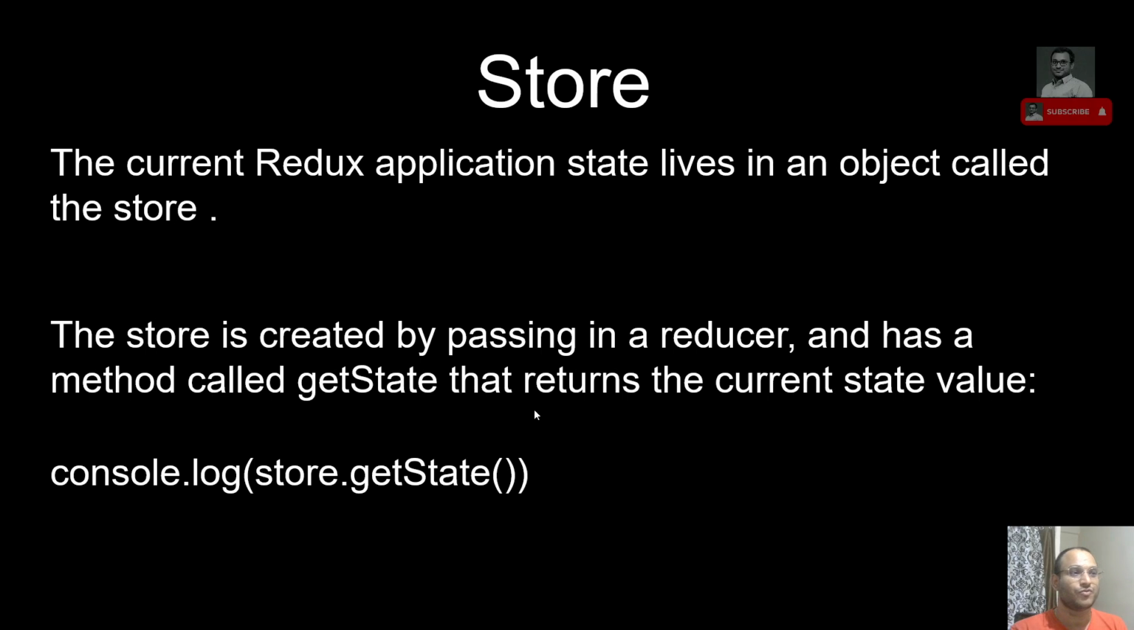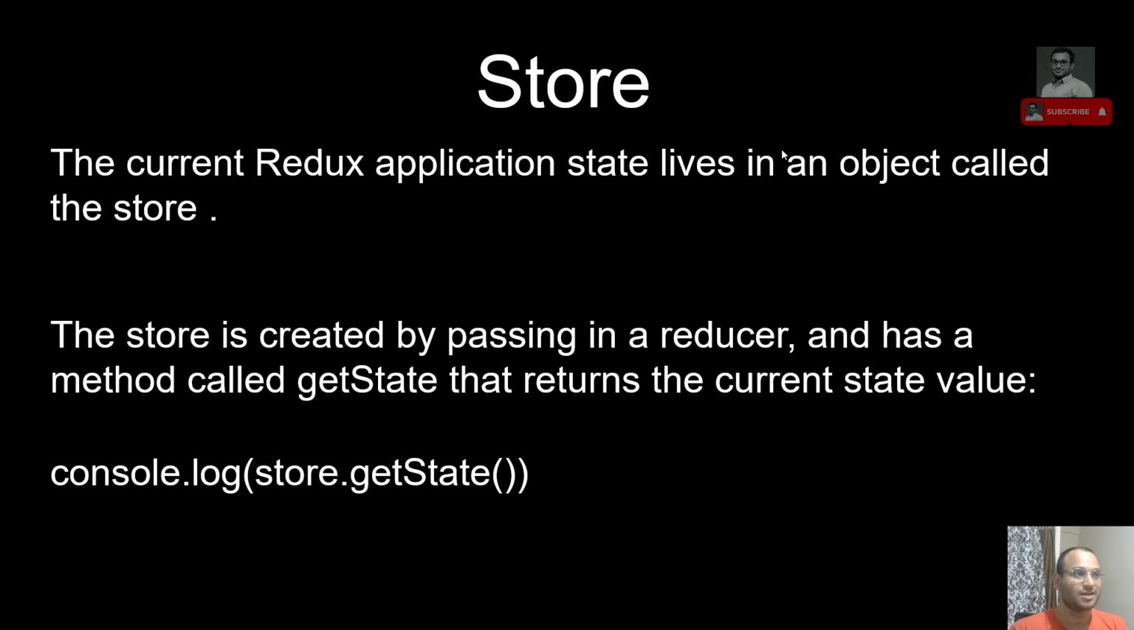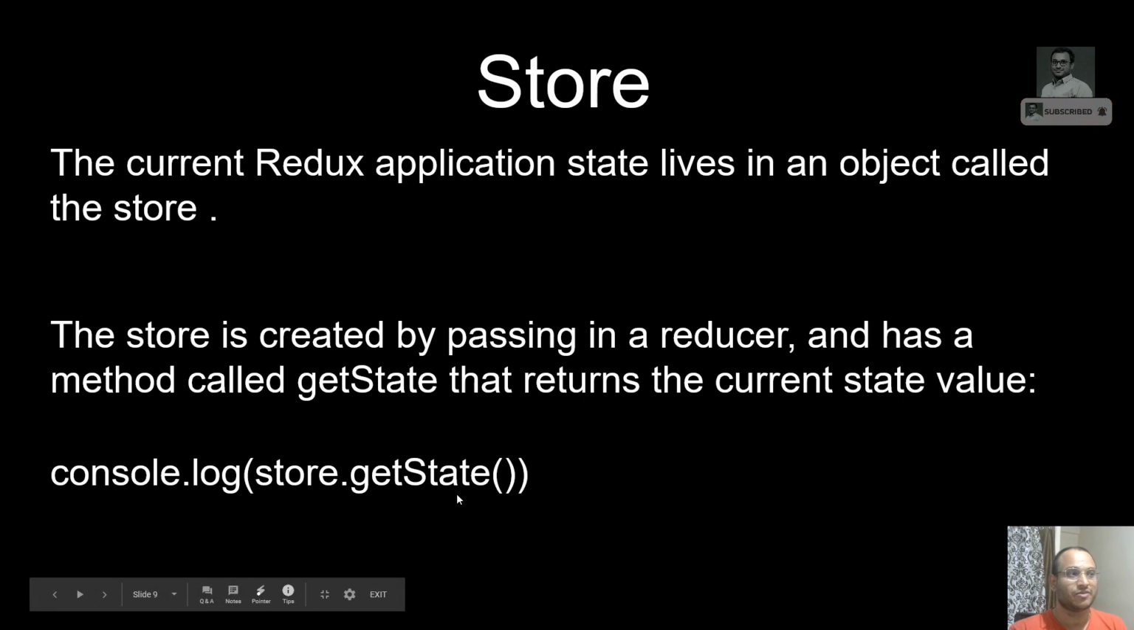Okay, if you want to get all the store state values, you can use store.getState. It will give you the current Redux application state. Another thing we need to understand is dispatch. The Redux store has a method called dispatch. If you want to get the current state, we can use store.getState.